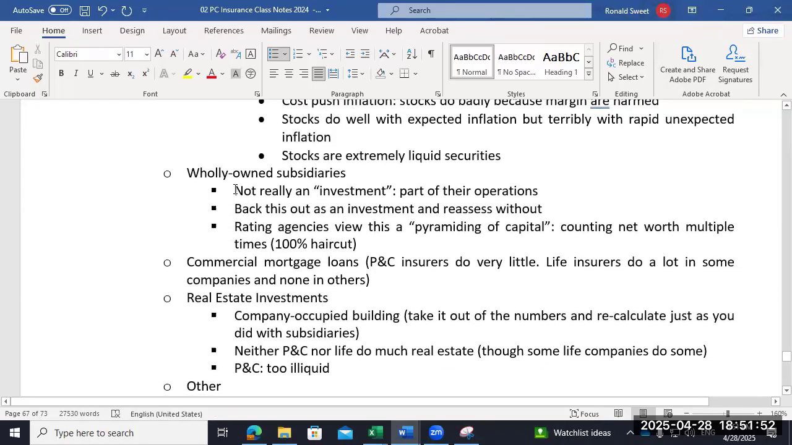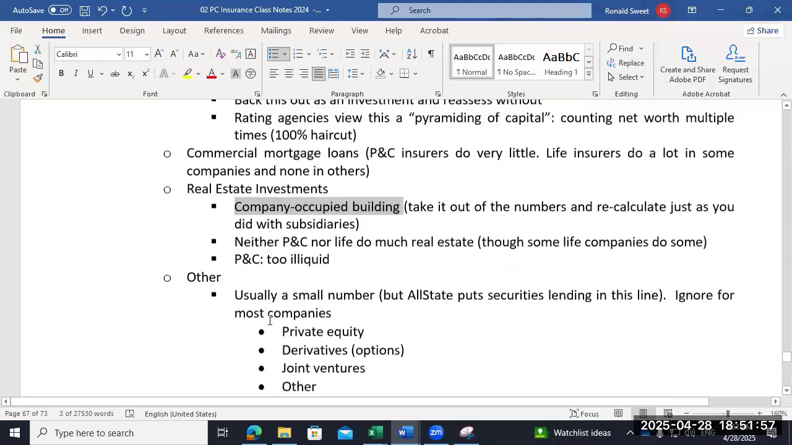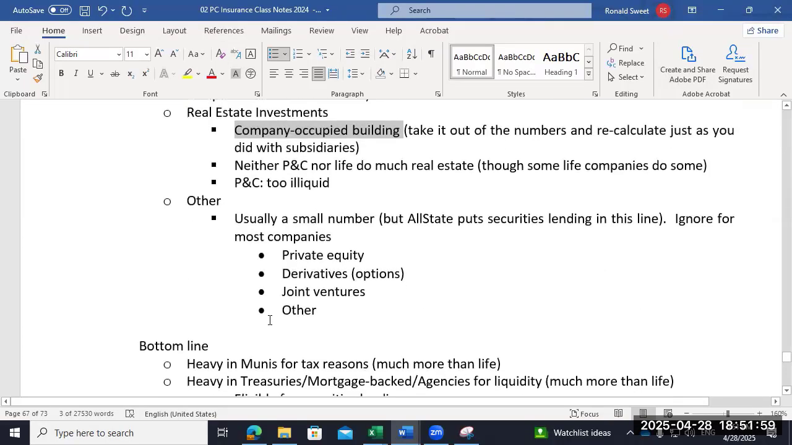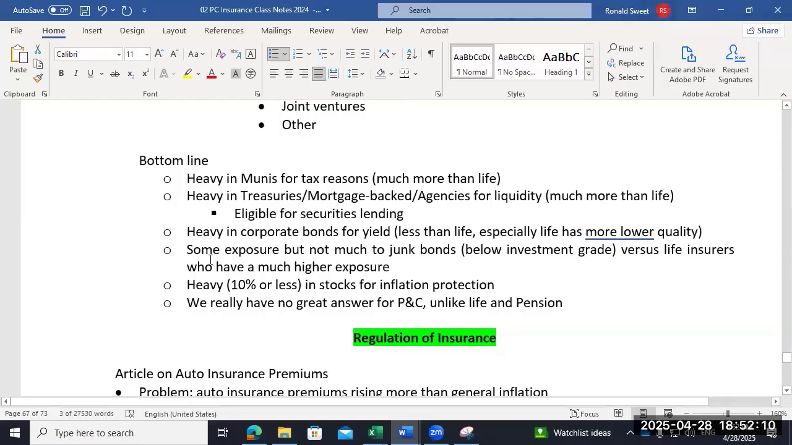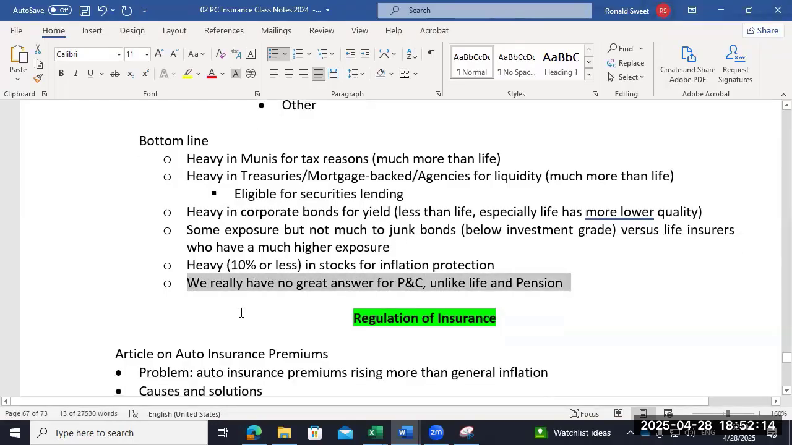Obviously, UTSA has a massive company-owned building, one of the biggest buildings around, because they're pretty concentrated here. But we never considered that an investment. So there's the bottom line. There's really no strong answer for that.